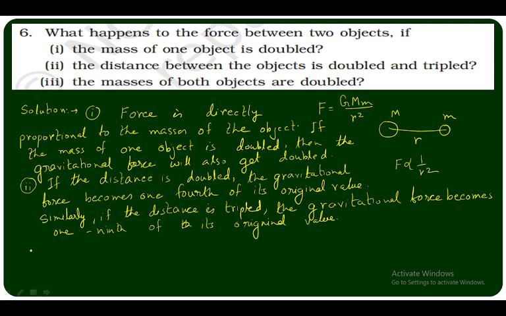Now, question number 3: the masses of both objects are doubled. If both masses are doubled, then it will be 4 times. Therefore, F is directly proportional to the product of the masses.